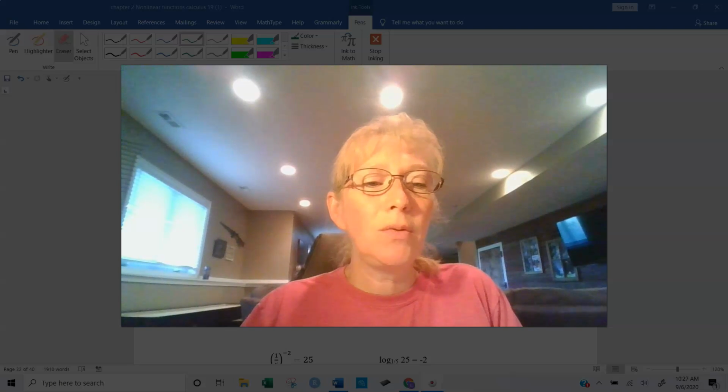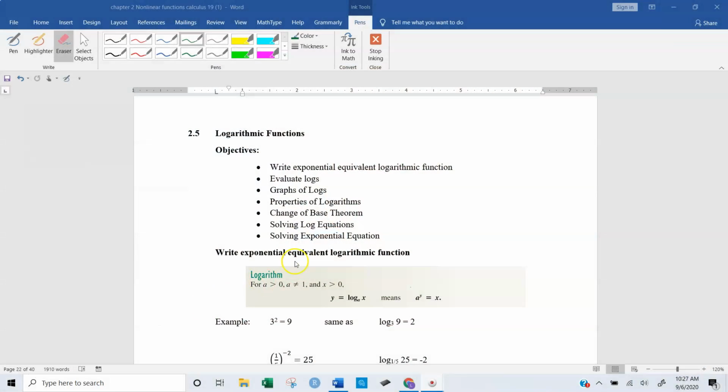Okay, let's go. We should have 2.5 notes out. First thing we're going to do is learn how to write them. Then we are going to evaluate them or solve them. We're going to graph them. We're going to learn about properties, so how do they actually work? How do you add, subtract, multiply, and divide them? This change of base theorem is awesome. It's going to help them solve things a little bit quicker. You should use it a little bit on your ACT. We're going to solve log equations and exponential equations.